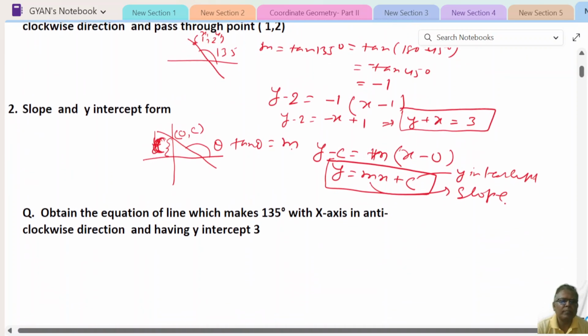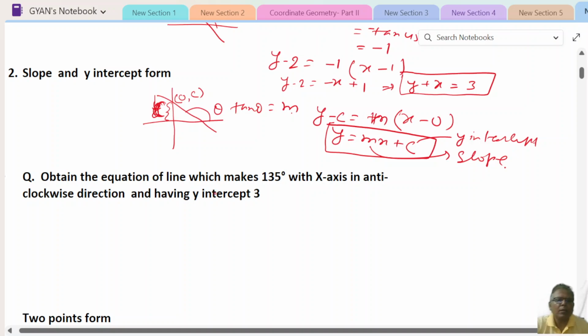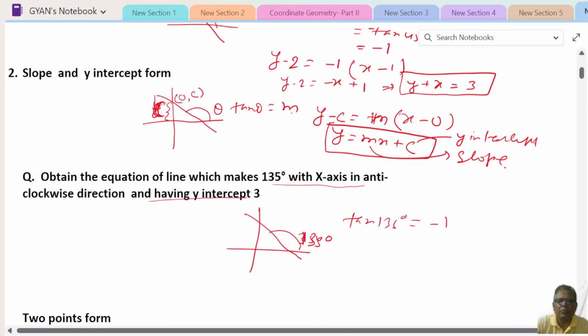Now obtain the equation of the line which makes 135 degrees with the x-axis anti-clockwise and has y-intercept 3. So tan 135 degrees is equal to minus 1, we have calculated. So the equation will be y is equal to mx plus c. m is minus 1, into x plus c. This is c, this is 3. So y plus x is equal to 3. Same equation.